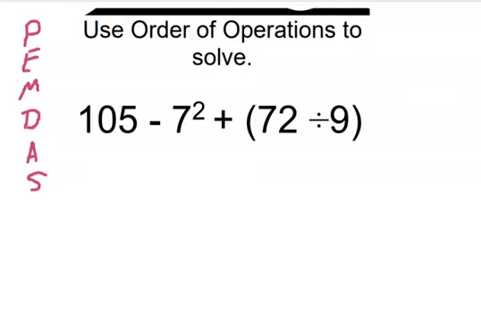All right, so are there parentheses? Yes, there are. So we have 72 divided by 9, and that's going to equal 8. Okay, so that's the first thing we're going to do, and we're done with parentheses. Next, we're going to do exponents, which is 7 squared. Remember, that's not 7 times 2, it's 7 times 7. 7 times 7 is 49. Okay, so that's going to be our answer for that.